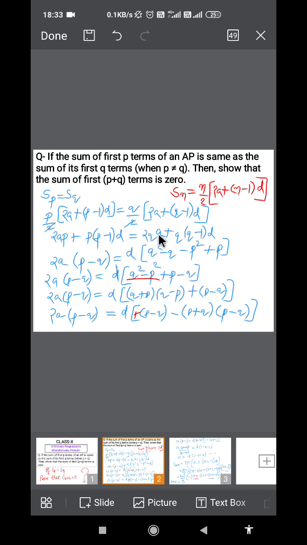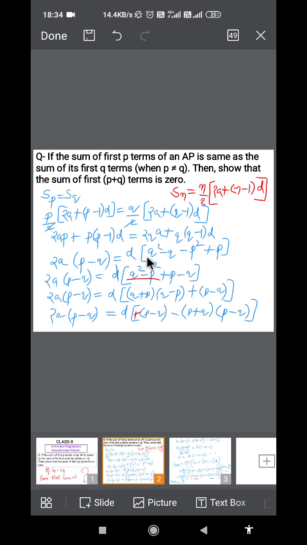Now I have to bring the a terms together, so 2a will be common and I'll be left with p minus q. Similarly, this d, this whole expression will go over here because d and d are the same. Alright, so there'll be a minus over here, so I'll be left with q square minus q, and this term is in minus, so the sign will change, so I'll get minus p square and plus p. Alright, if you're not clear on this, then put it down in comments.